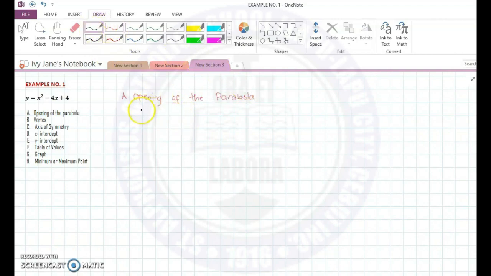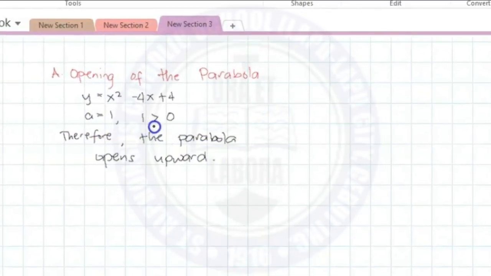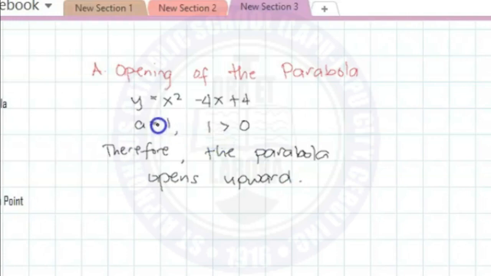Since our given quadratic function is y equals x squared minus 4x plus 4, we will just need to identify our a. Our a here equals 1, and since 1 is greater than 0, therefore, the parabola opens upward. And if, for instance, our a is -1, then -1 is less than 0, so that means the parabola opens downward.